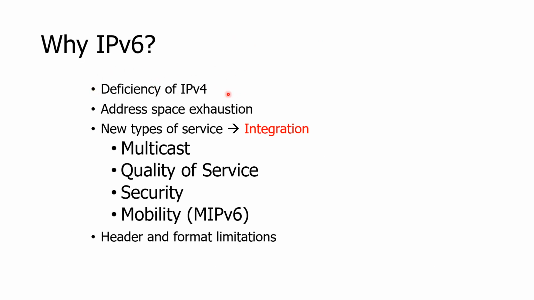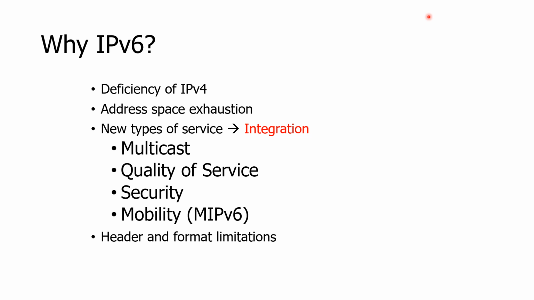IP version 4 has several deficiencies that hinder its effectiveness in a rapidly evolving internet landscape. These include limitations in address space, service integration, multicast support, quality of service, security, mobility, and header design. As a result, the transition to IP version 6 was initiated to address these shortcomings and accommodate the future needs of networking.